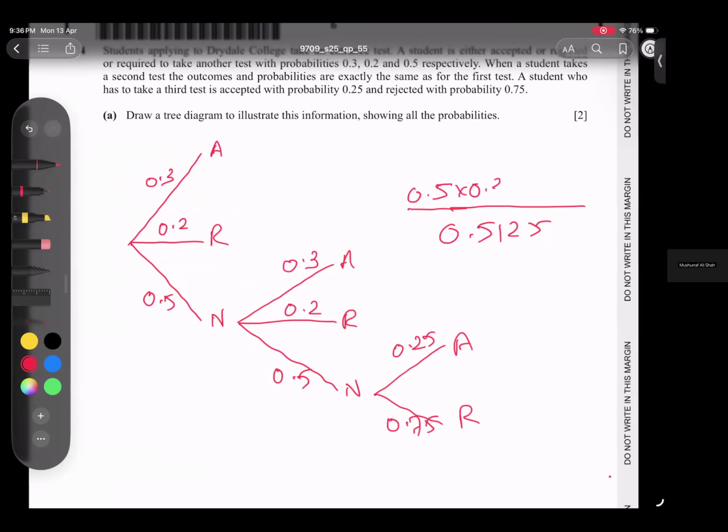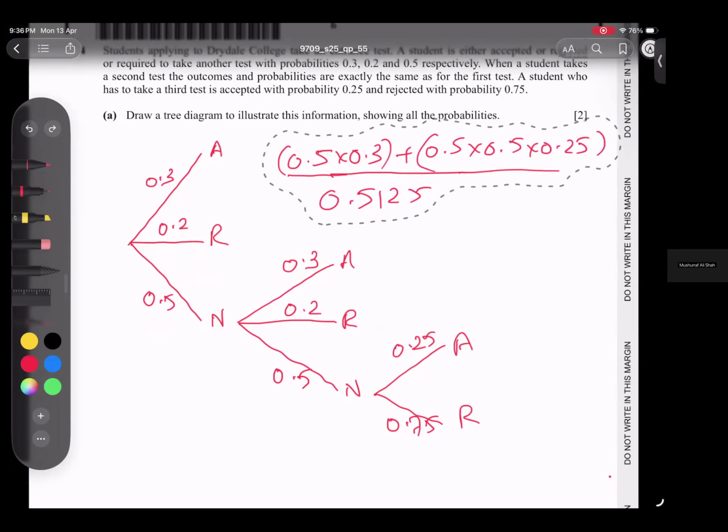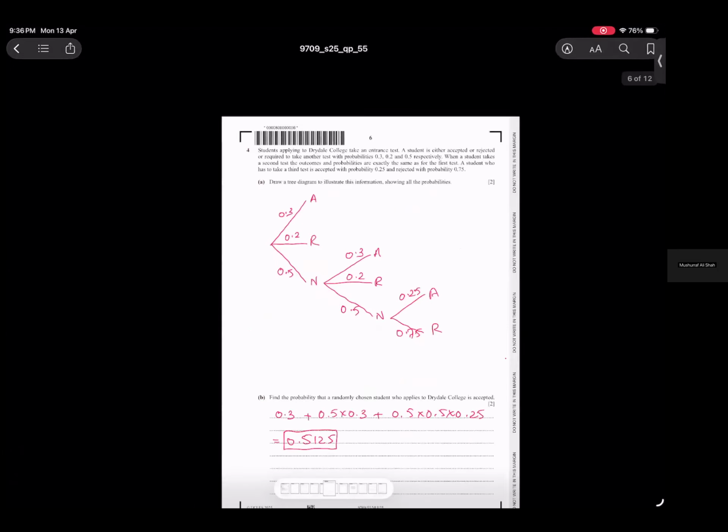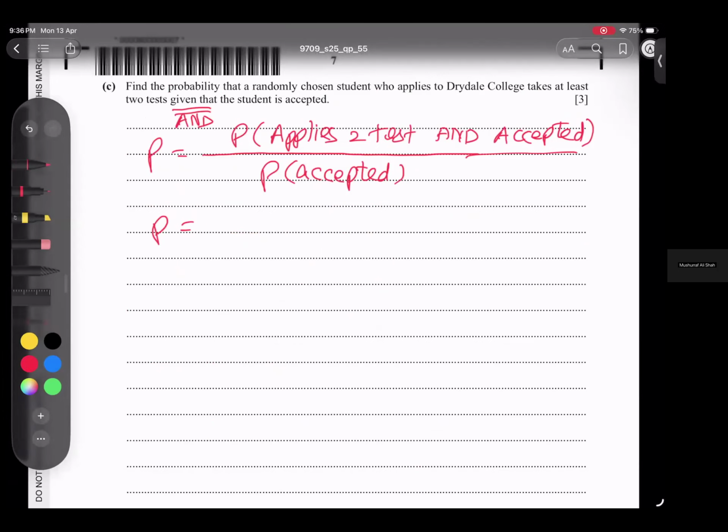into 0.3. Okay, plus. And I will make this branch also. I think this needs a space to write, so I'm just shifting up and now I'm writing 0.5 into 0.5 into 0.25. I think the point is very clear. He said at least 2 tries means 2 tries and 3 tries. And we have done it. So this value I'm shifting on the next page. I think you understood well.